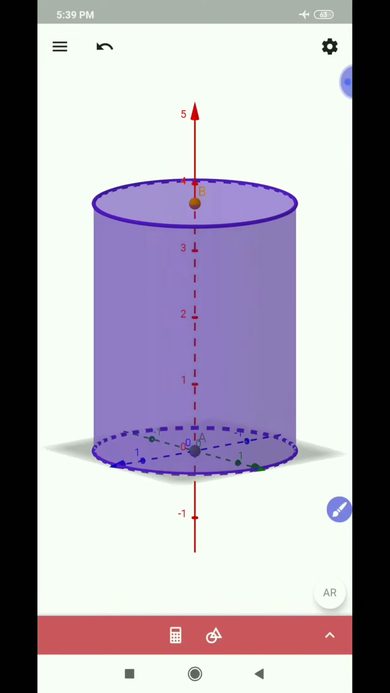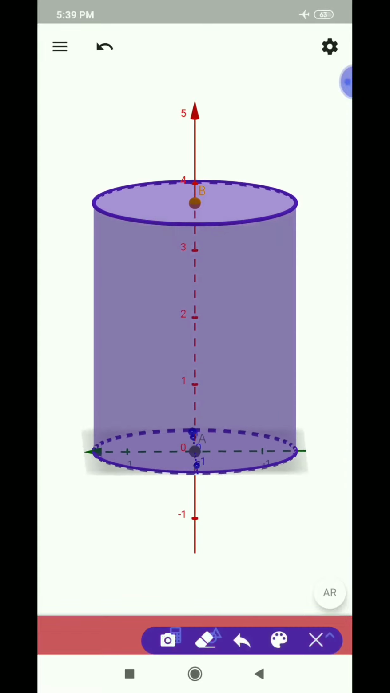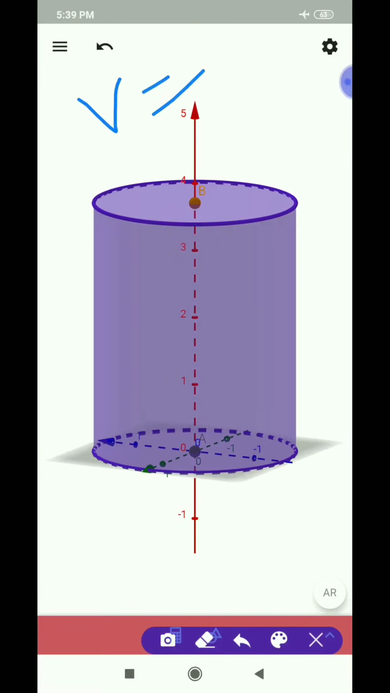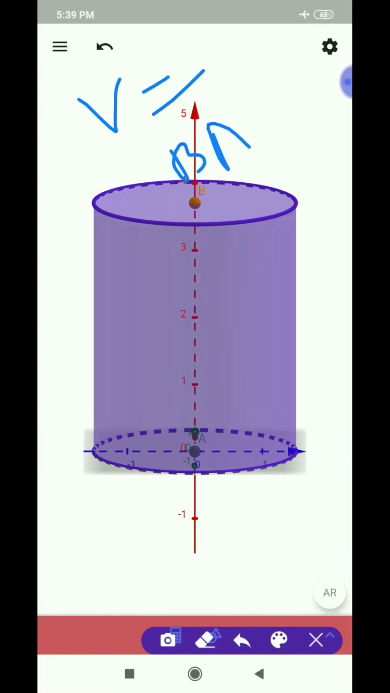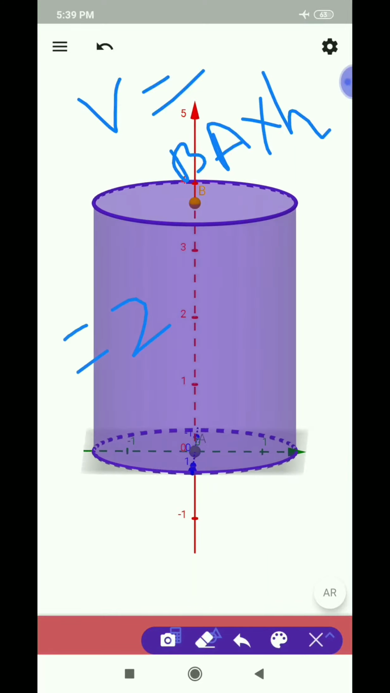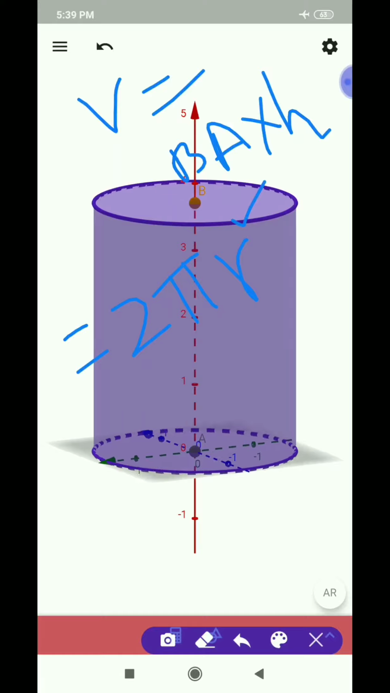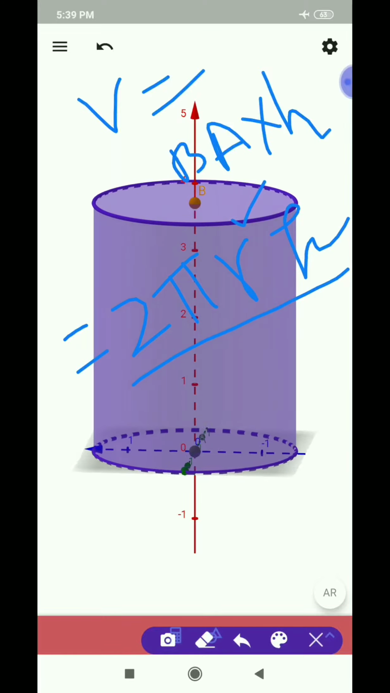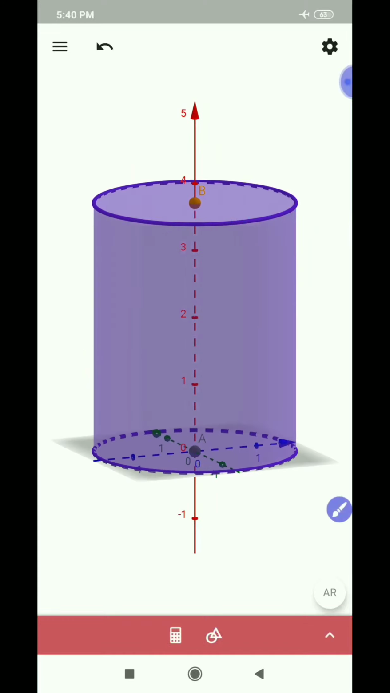What about its volume? We know that volume is always base area into height. The base is in the shape of a circle. So base area is pi r square. Height is h. So volume is pi r square h.